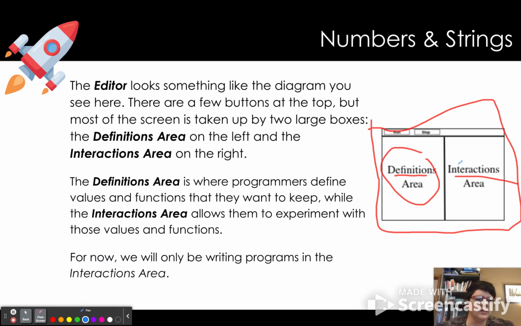The interactions side is where we will do most of our work right now because you're just learning. You can easily type in something and see what happens. If it works, great. If you get an error message, you can fix it right there. If you're working in the definitions side, you have to press run and do other things. So I want everybody to stay in the right side, that interactions area.